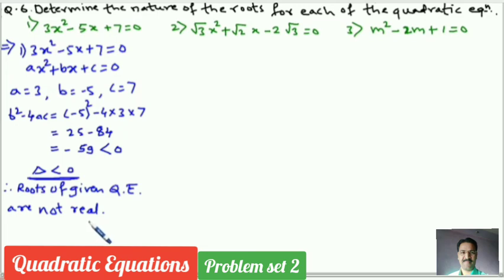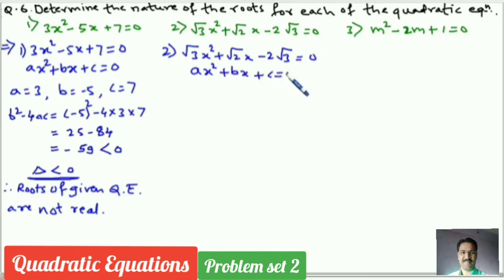Okay, now the second one. What is the second one? Here, root 3 x square plus root 2 x minus 2 root 3 equal to 0. Now this one we have to compare with the standard form. The standard form is what? ax square plus bx plus c is equal to 0. If we compare, a is equal to root 3, b is equal to root 2 and c is equal to minus 2 root 3.